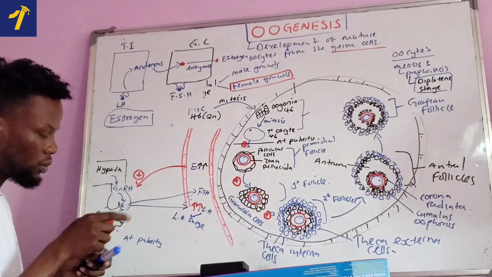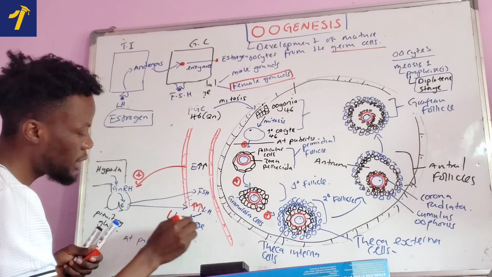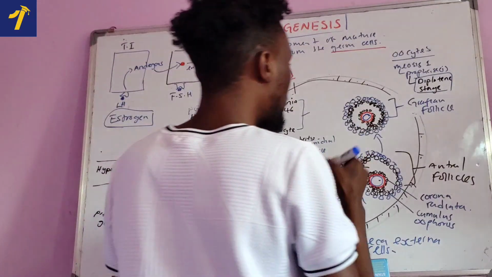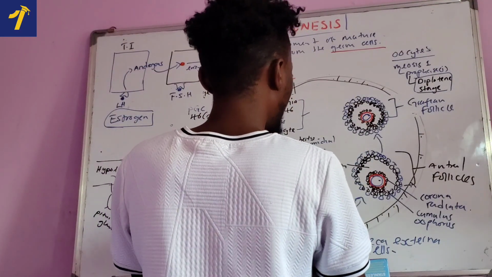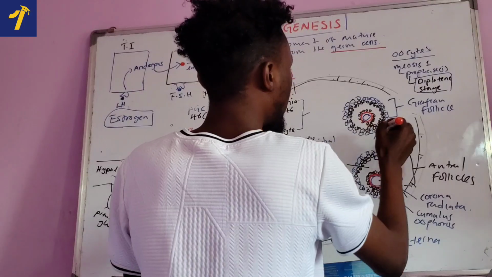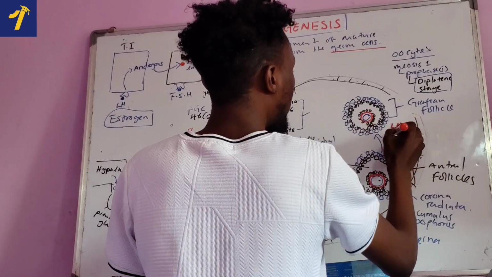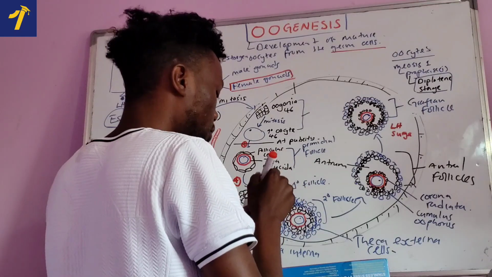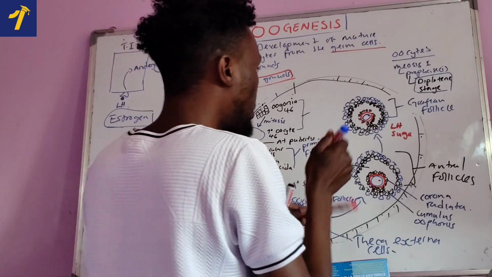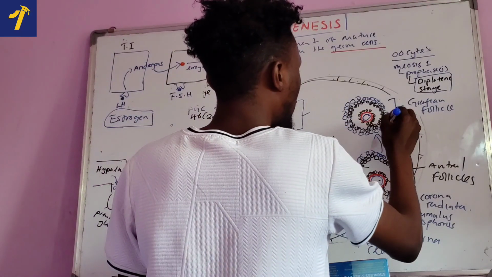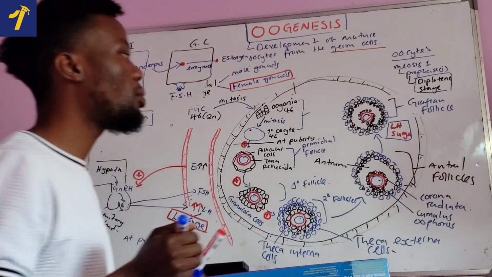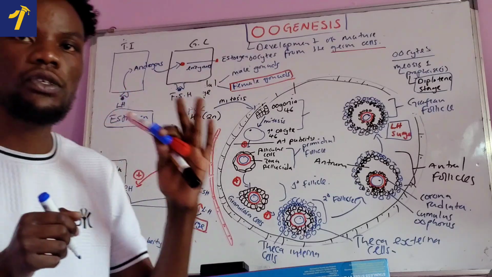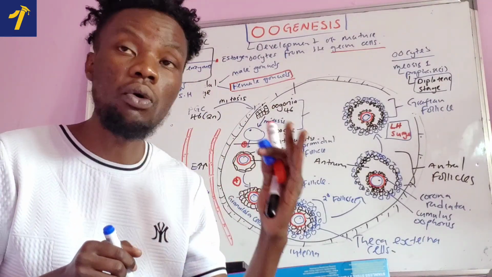Okay, so take note of that. Luteinizing hormone surge. This is what we call the luteinizing hormone surge. So let us write it here: luteinizing hormone surge. It will happen at the Graafian follicle. If that happens, remember that the luteinizing hormone surge basically will promote what we call ovulation.